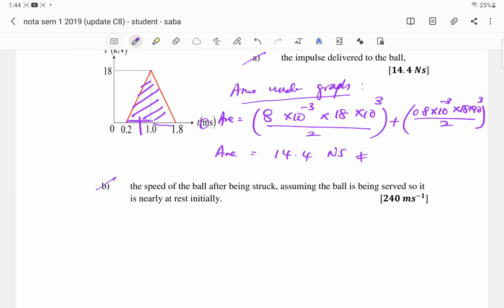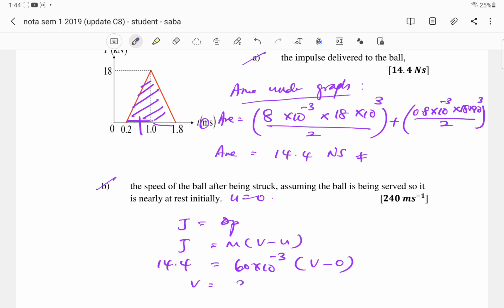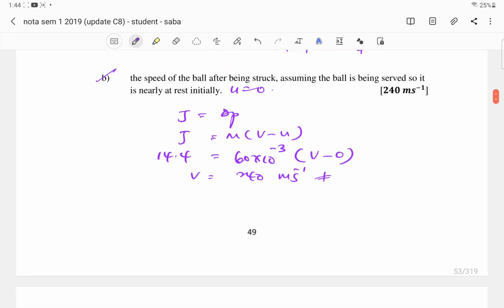Okay, the speed of the ball after being struck, assuming the ball is served, so it is nearly at rest initially. So U equals 0, so J equals delta P, and V minus U. 14.4, the mass is 60 times 10 power of negative 3. You have to find V, so your V is 240 meter per second.